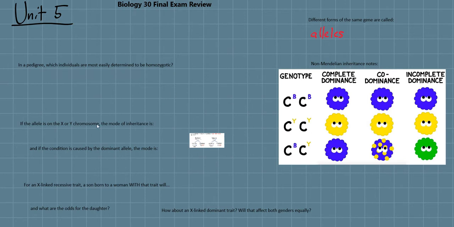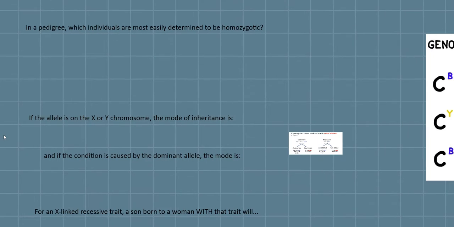Let's look at some more questions over here, though. In a pedigree, remember this was the unit where we did pedigrees, which individuals are most easily determined to be homozygotic? It's usually a puzzle when you're doing a pedigree, and it helps if there's something that's easy to point out. The ones that are homozygotic mean they have the same, either big B or little b, or whatever letter, but my capital and lowercase b's are at least easy to tell apart from each other. So homozygotic means same, both homozygotic dominant or homozygotic recessive.